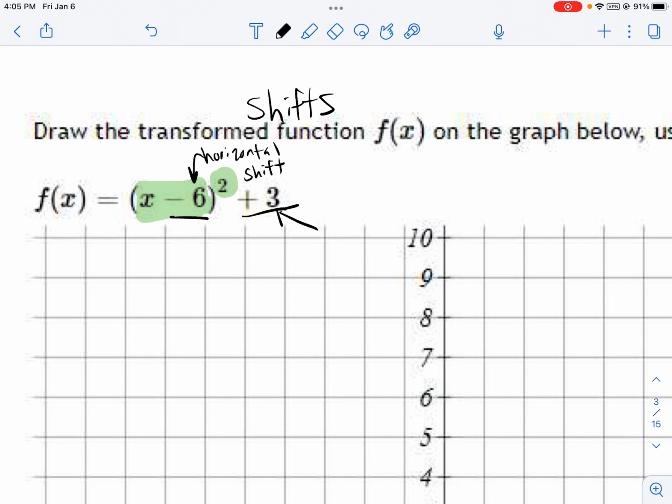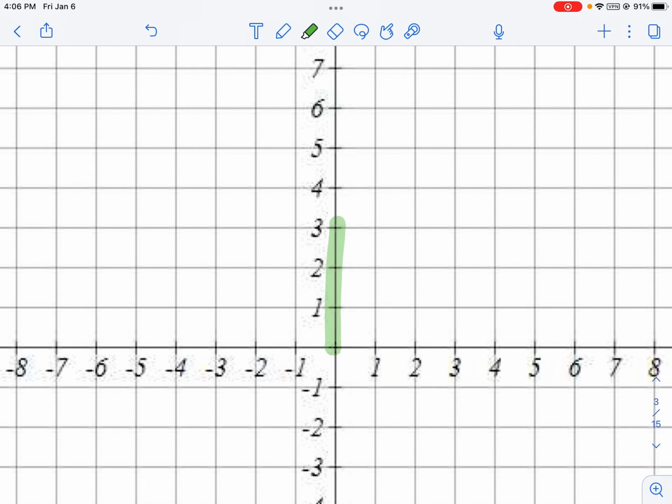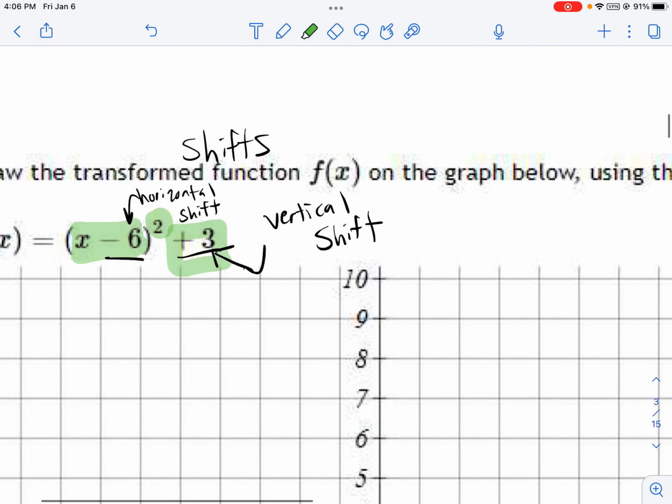Now, on the outside of your function, we have this plus 3. If inside of the operation is horizontal, then the outside must be a vertical shift. And that is true for all of the parent functions. This same pattern shows up in all parent functions. So we know it's horizontal, we know it's vertical, now to figure out which direction it's going. Vertical is the easier shift. Which direction is plus 3 for y's? Well, plus 3 is going up. So you have a vertical shift up 3.